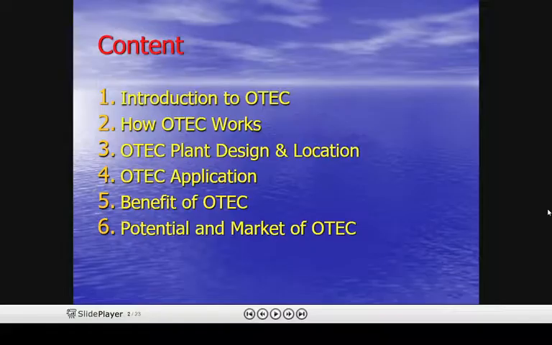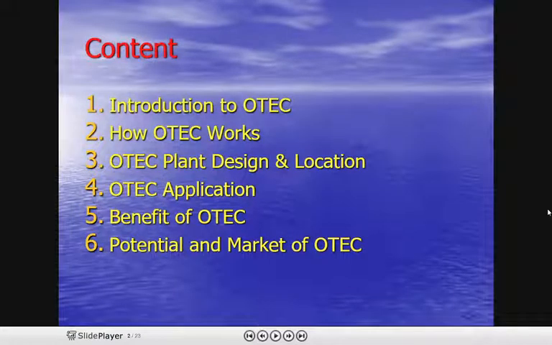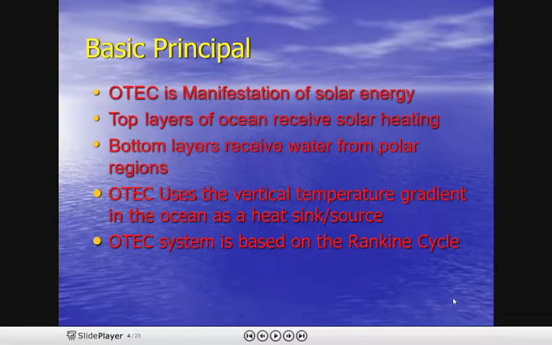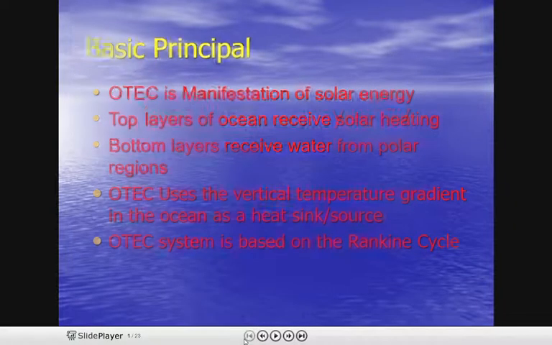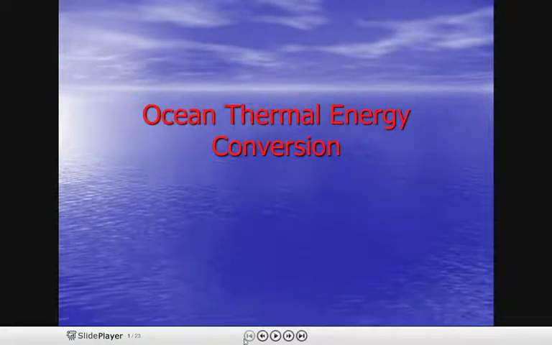Okay, good morning. Today we will discuss a renewable energy topic, that is ocean thermal energy conversion. So first of all, we want to know what ocean thermal energy conversion is and what the primary resource is to generate electricity from OTEC. As we know, the ocean holds a huge amount of water.